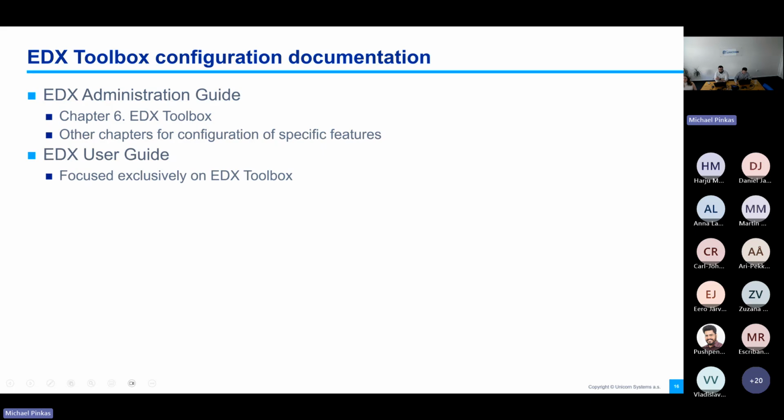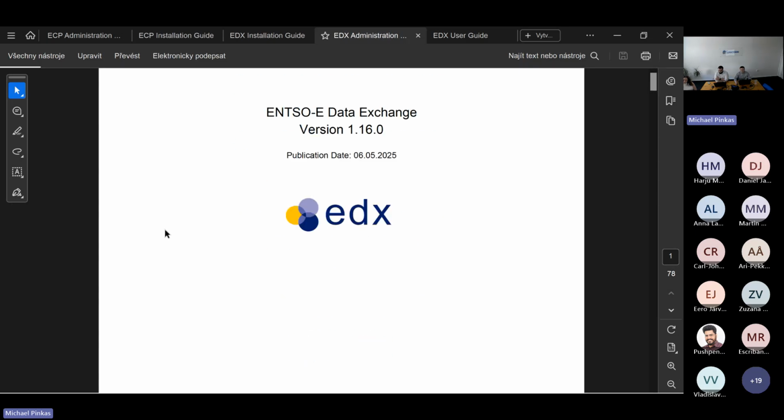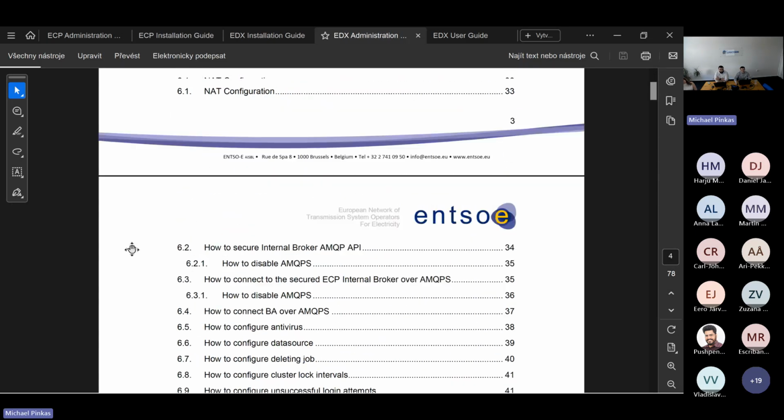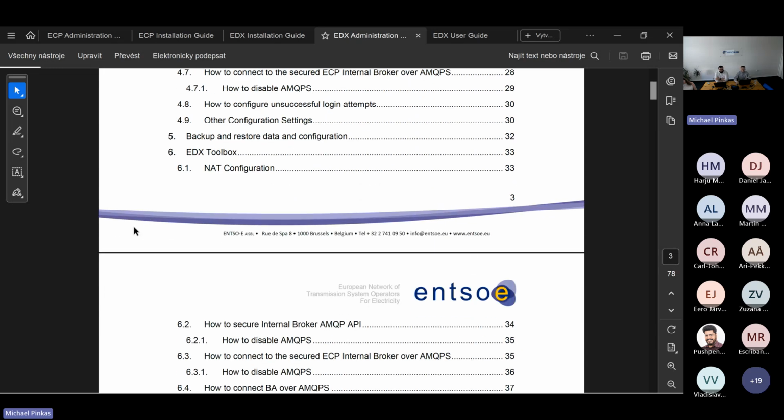Next, we will go through the documentation briefly. Once again, the EDX administration guide, chapter 6, is related to the EDX toolbox. The chapters here are similar to the chapters on the ECP endpoint.